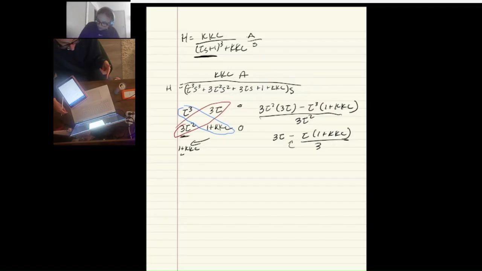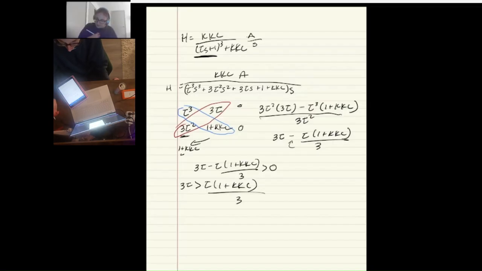So 3 tau minus tau times K Kc. So when this is greater than 0, we want to find that value where it turns negative, right? So you have 3 tau plus K Kc over 3, right? So our taus cancel out on both sides.